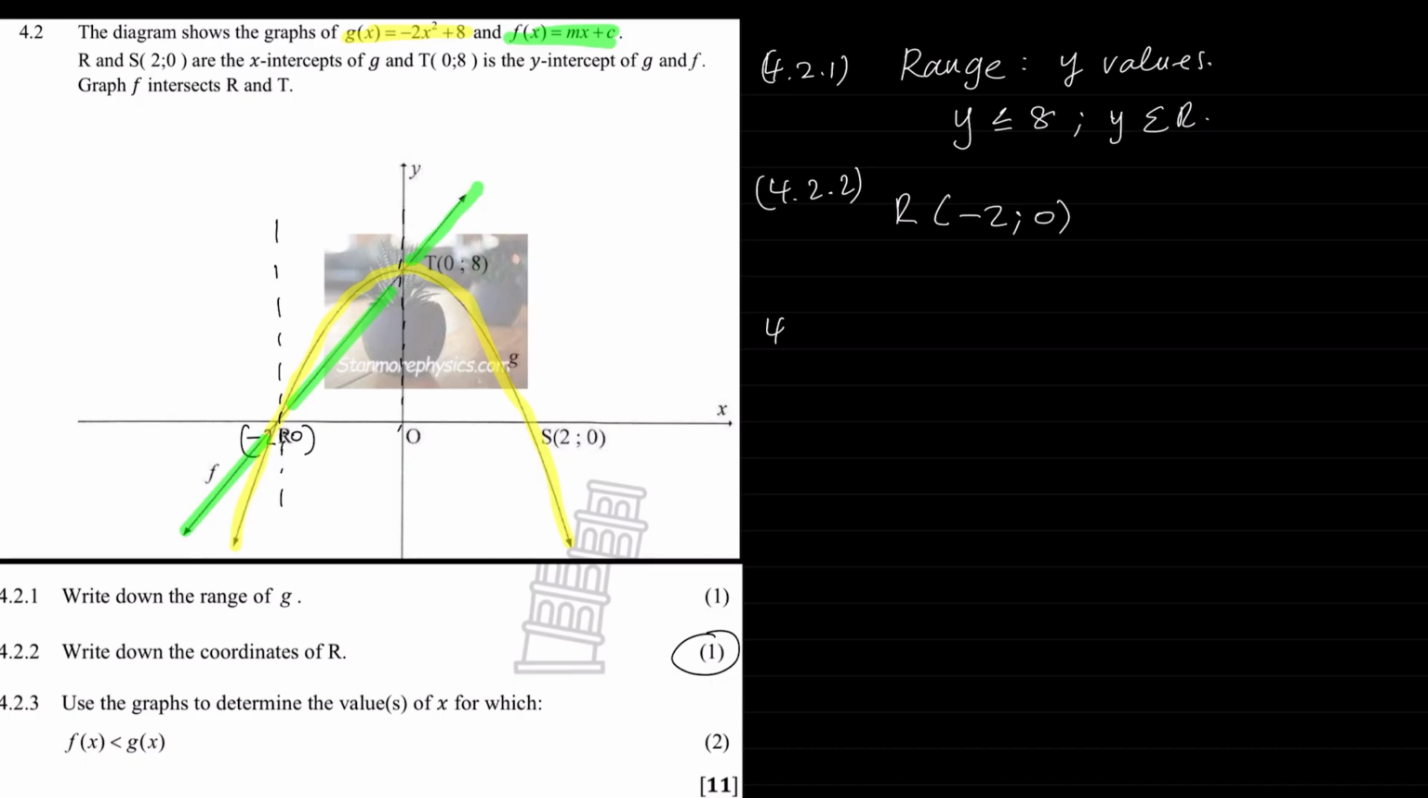So all we need to say is 4.2.3, f of x is less than g of x when x is between negative 2 and 0.